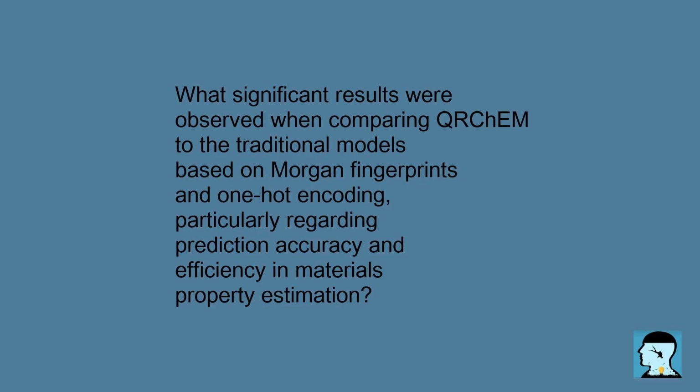What significant results were observed when comparing QRChEM to the traditional models based on Morgan fingerprints and one-hot encoding, particularly regarding prediction accuracy and efficiency in materials property estimation?